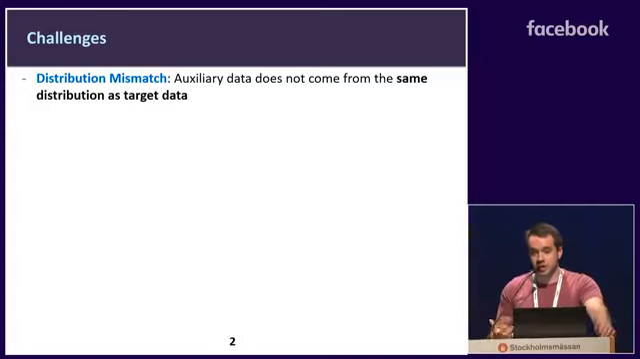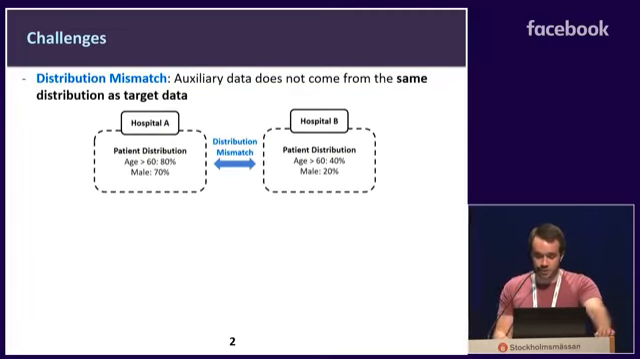There are two key challenges to this problem. The first is distribution mismatch: two different hospitals may have data distributed in different ways. For example, the age distribution in a certain hospital may be different from another, or the gender distribution may be different. This is important because when we train predictive models on distributions that are different, it's been observed that the performance is hindered by the fact that the training and test distributions are different.